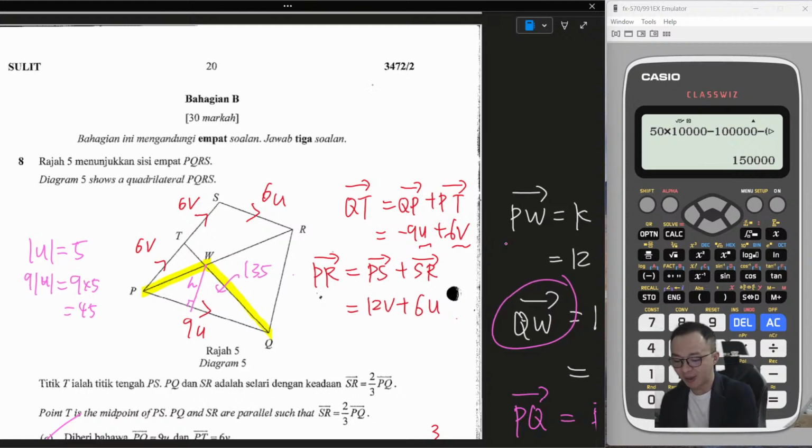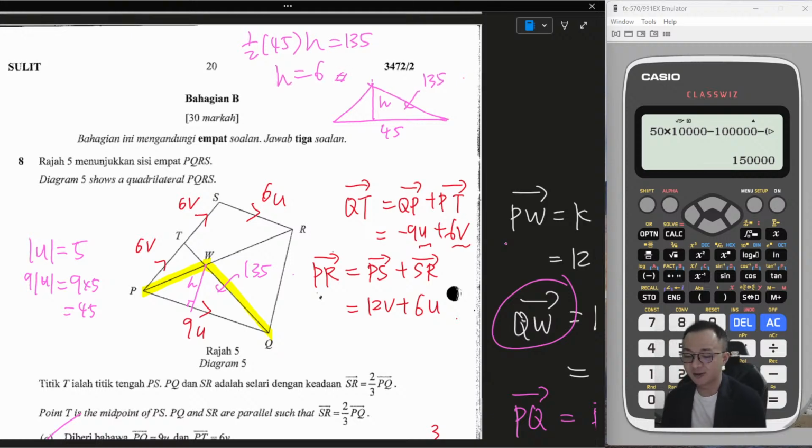So right now you imagine I have a triangle. Base is 45. This is what I want to find, and the entire area is 135. Then it's very straightforward, right? Half times base times height equals 135. So h will equal 6. Yeah, then we're done.